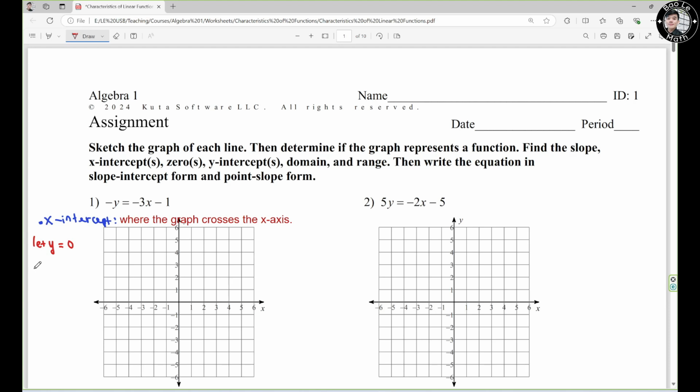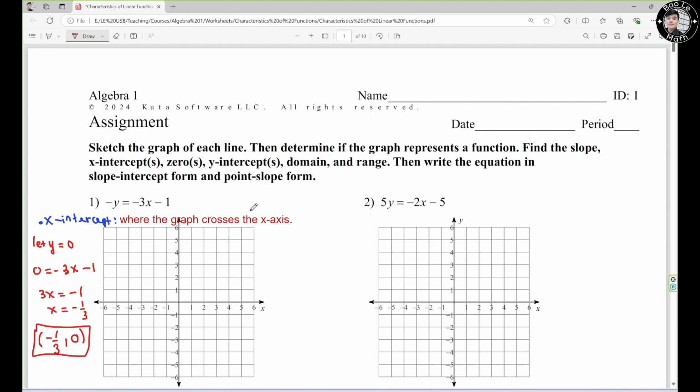Okay, so we have 0 equal to negative 3x minus 1. I'm going to add 3x to both sides, so I have 3x equal to negative 1. And I divide both sides by 3, so x equals negative 1/3. So I have the x-intercept, which is negative 1/3. You need to write x first, and then y equal to 0 right here. And this is the ordered pair of the x-intercept.